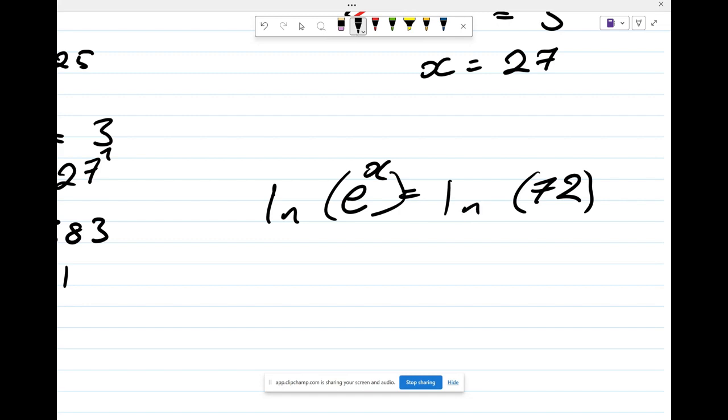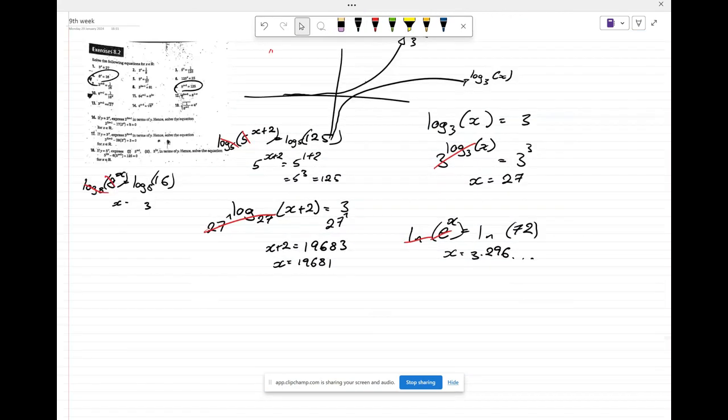So we take ln of both sides, and it has a special button on your calculator. Those will cancel. x is equal to ln 27, and that's 3.296. So that's just one last takeaway: e is the opposite of ln. Okay, great. That's what I want you to take away. Okay, on to the next question.